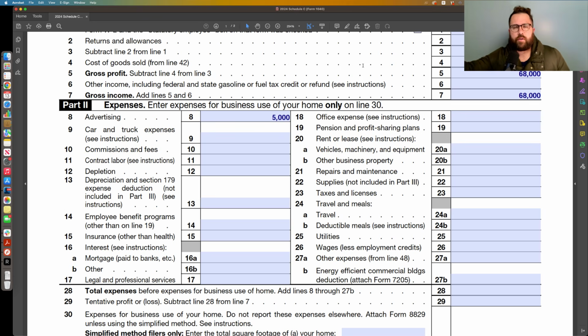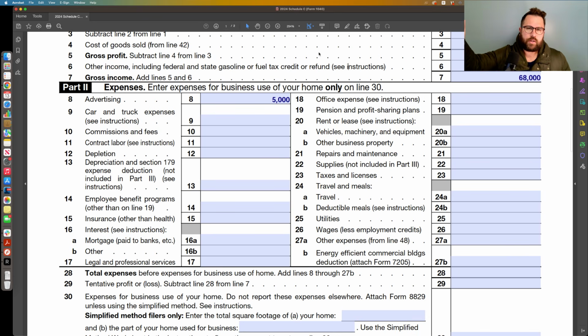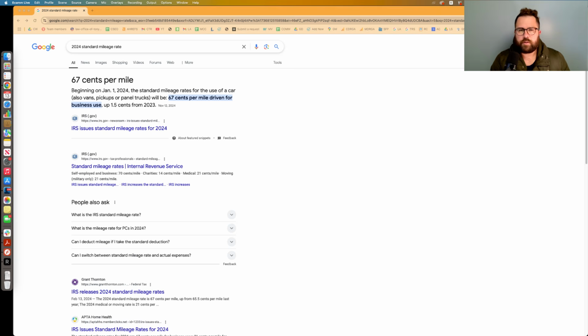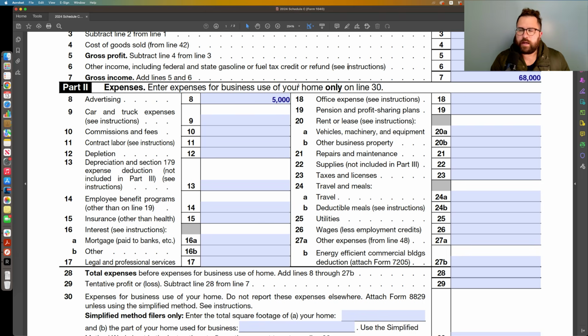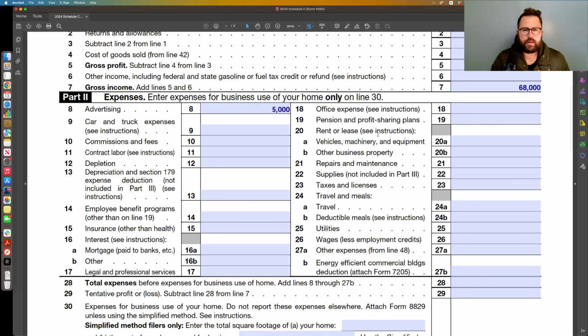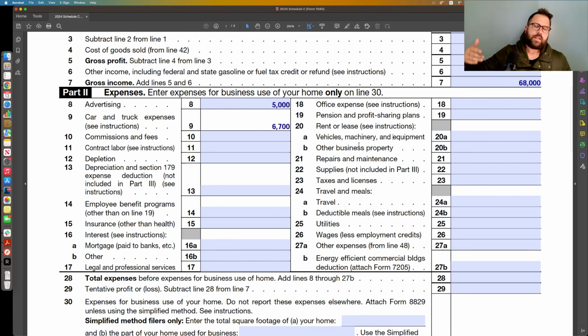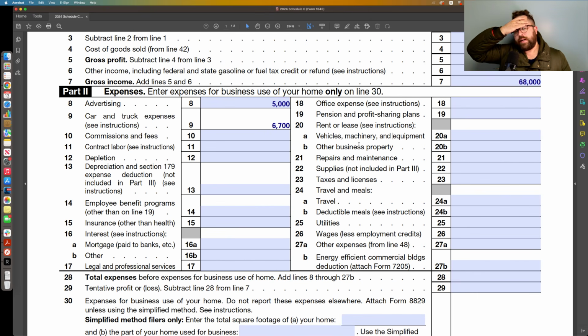You can just add up all the number of miles you drove during the year. Let's say it's 10,000, and multiply it by the standard mileage rate for the year. For 2024, and you can easily Google this, that's 67 cents per mile, right? So if you drove 10,000 miles, that would be a $6,700 expense. Or what you can do is say, okay, I drove 10,000 miles for business. I drove 10,000 miles for personal.